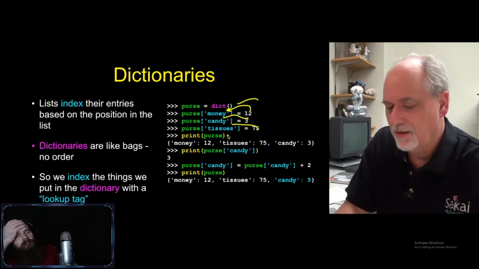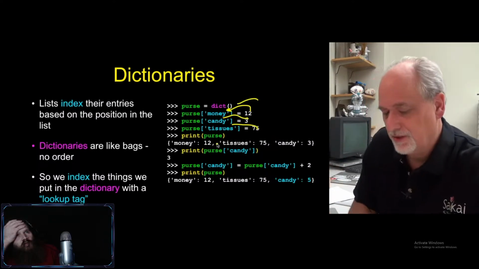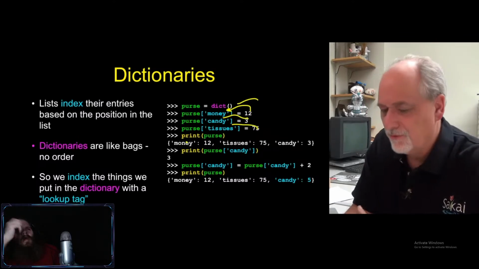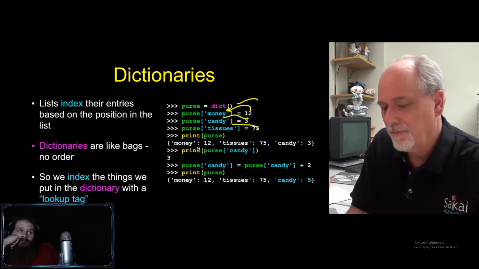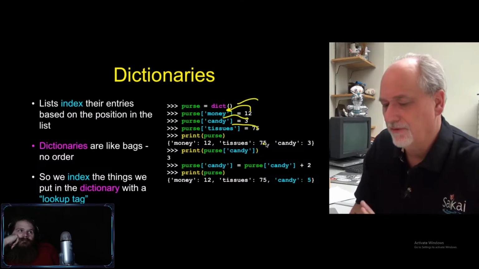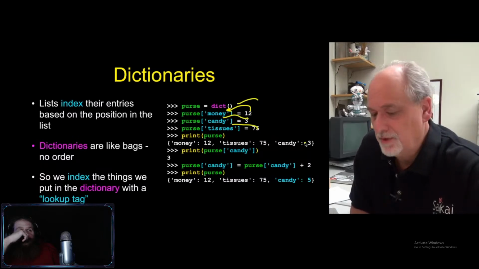And we say, what's in there? And there's no order to it. And sometimes the order can even change inside of a dictionary, although there are more advanced versions of dictionaries that maintain some kind of order. But for now, let's just not worry about the ordering of them. If we say what's in there, you say, oh, there's 3 things in there. There is 12, 75, and 3, and stored under the keys money, tissues, and candy, respectively.